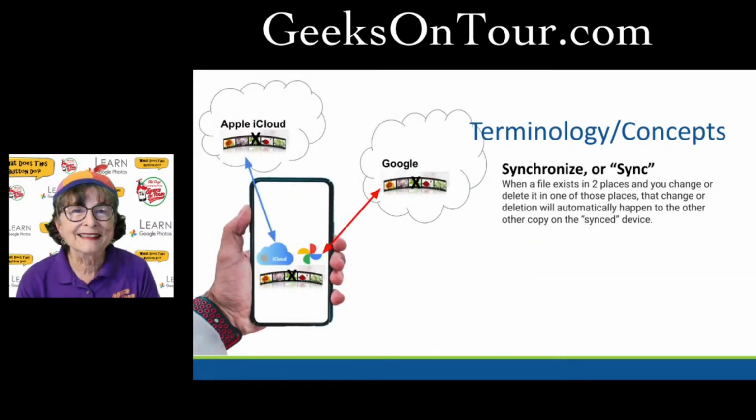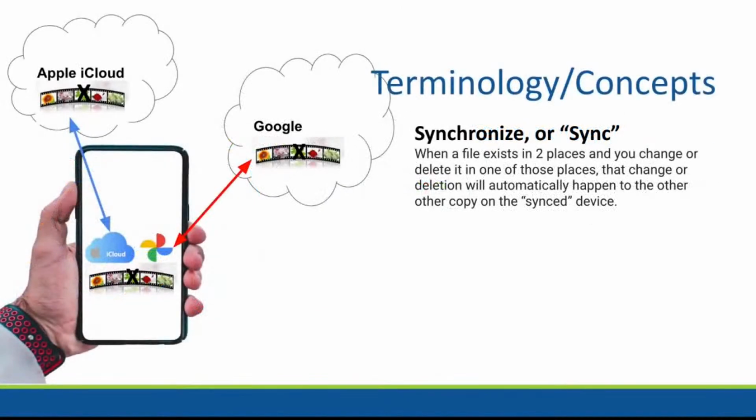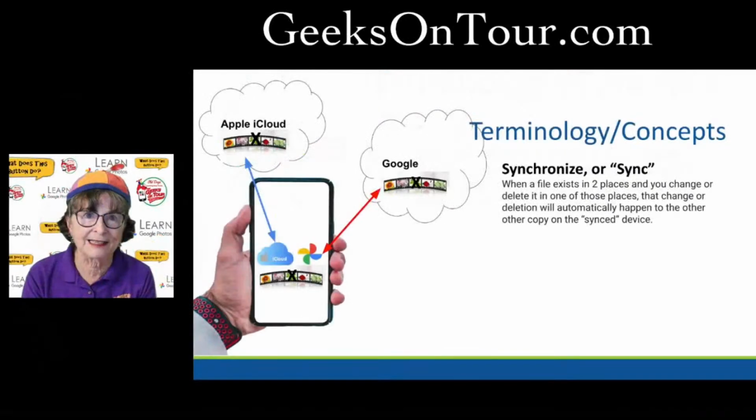Next term is synchronize, or we just shorten it down to sync. So when a file exists in two places and you change or delete it in one place, that change or deletion will automatically happen to the other copy on the synced device. So that's what sync means. A change on one side makes the change on the other.